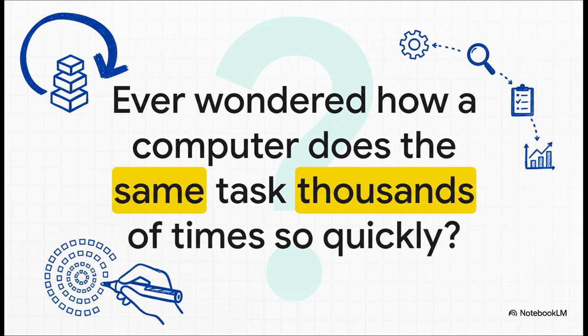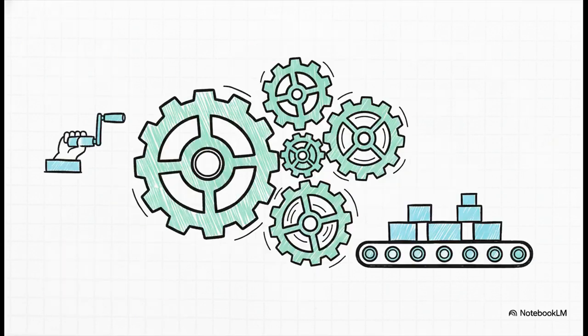Just think about it for a second. How does your social media feed load hundreds of posts in a blink? Or a spreadsheet calculate 1,000 different rows instantly? Well, it's not magic, and it's definitely not someone doing it by hand. It's a fundamental trick of programming. And that secret is loops. They're the engine of automation in the programming world.